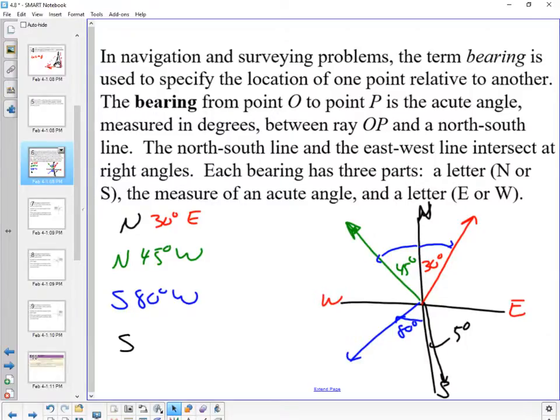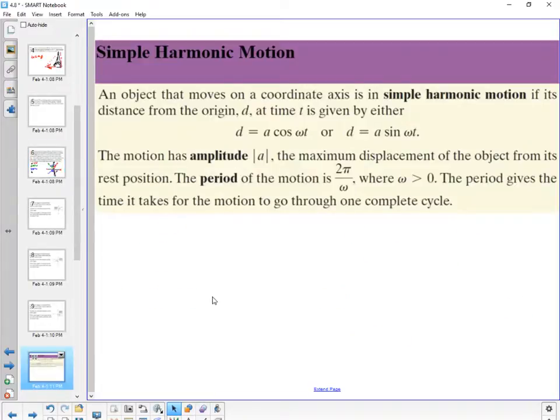Let's get back to here. You guys get done copying? I can hear it from the tone in your voices. Okay, simple harmonic motion. You need these formulas. That's all it really is.